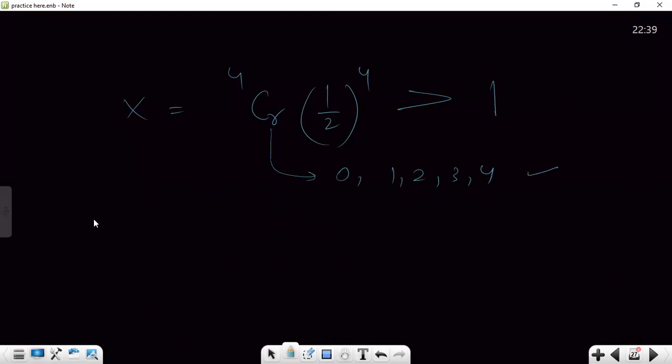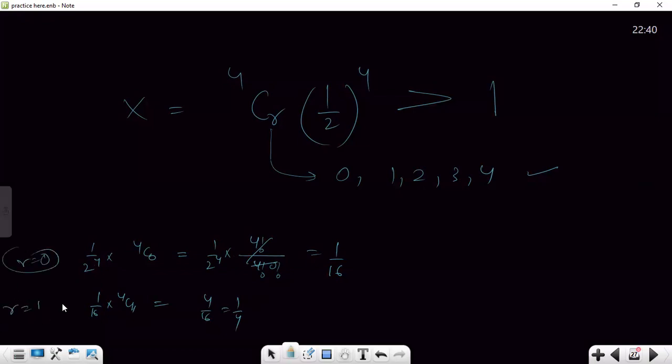Let's find out the favorable ones. So 1 by 2 raised to power 4 into 4C0. That becomes 1 by 2 raised to power 4. 4C0 is 4 factorial divided by (4 minus 0) factorial into 0 factorial, which is basically 1. So 1 by 2 raised to power 4 is 16. 1 by 16 into 4C1. 4C1 is definitely 4, so 4 by 16, which is 1 by 4. Here R is equal to 0, and here R is equal to 1, which is also not greater than 1.